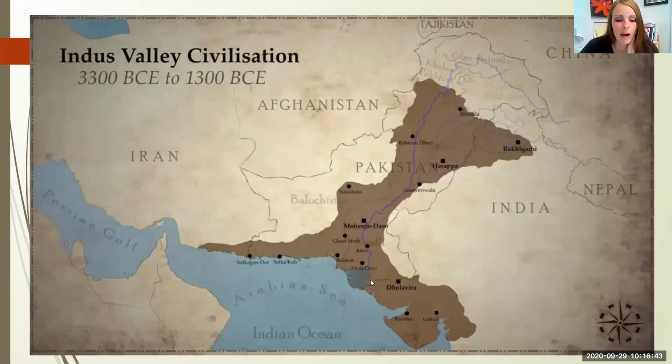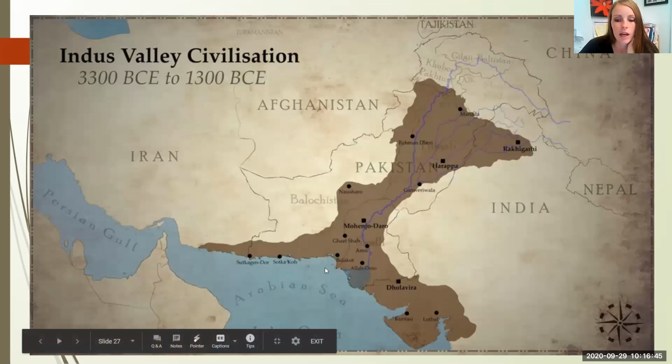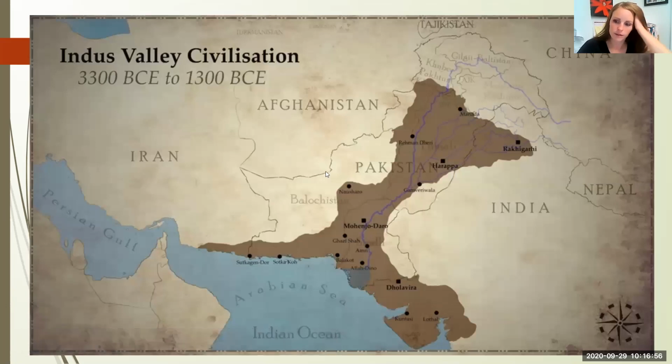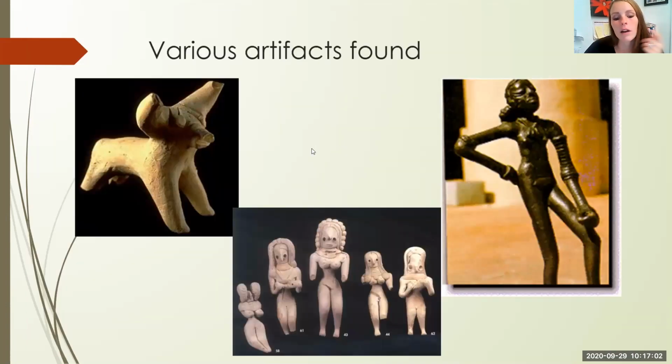Here's a map. Here we've got the Indian Ocean right here. And here's India. And here's the entirety of the Indus River or Indus Valley civilization. We've got Egypt over here, China over here, Mesopotamia right there. So here's some artifacts that were found in the Indus Valley civilization.